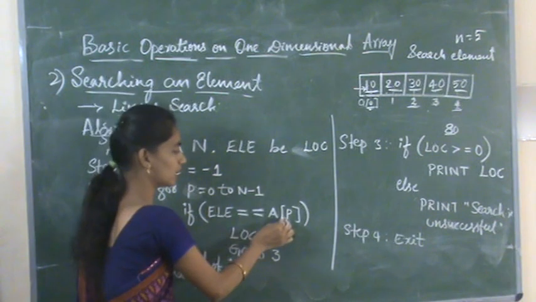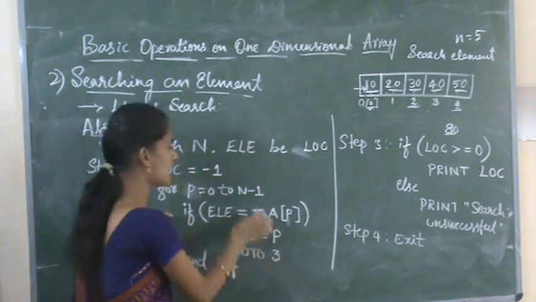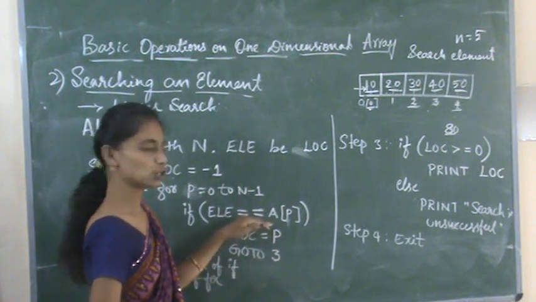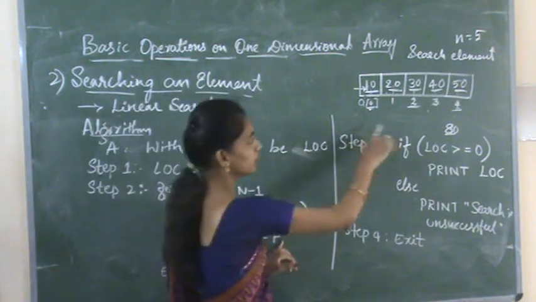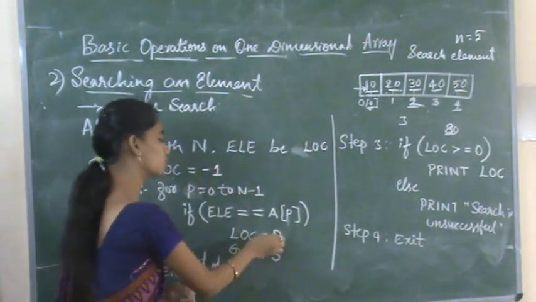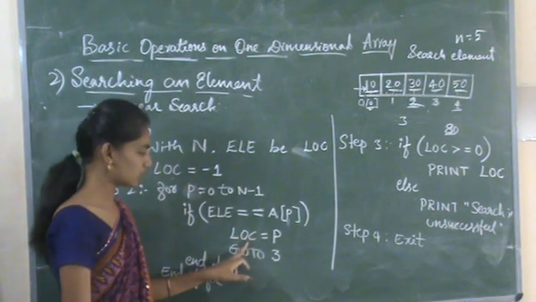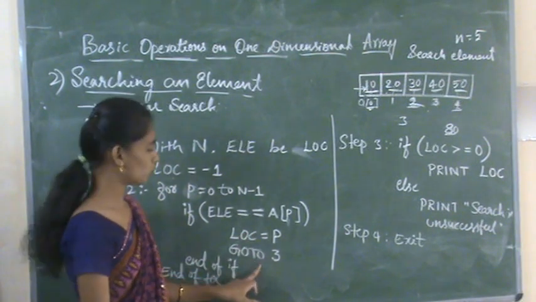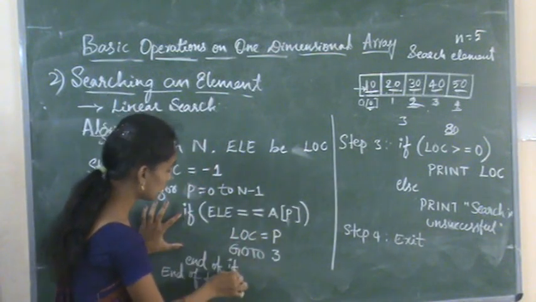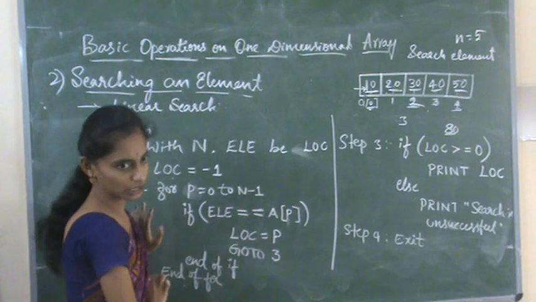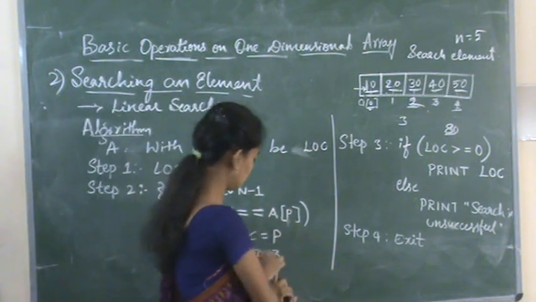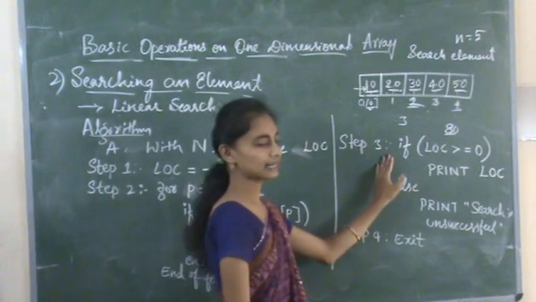If it is equal, the position is assigned to the location. So if it is true, we will get the position. For example, if you consider 30, we will get 2 as the position. So that 2 is assigned to LOC and we go to the third step. Go to 3 means it will go to the third step. Then it ends the if condition and the for loop. So end of if, end of for.